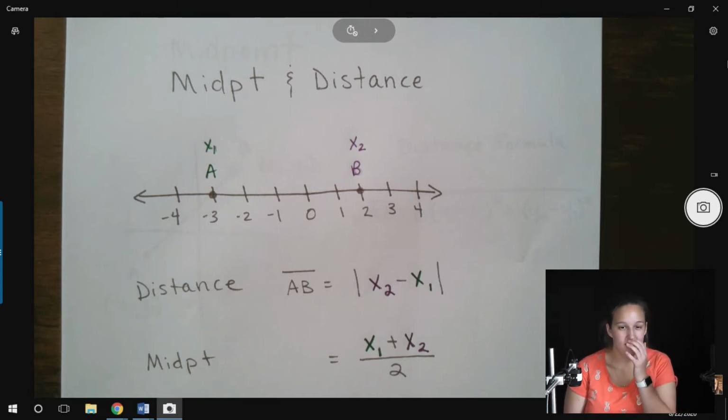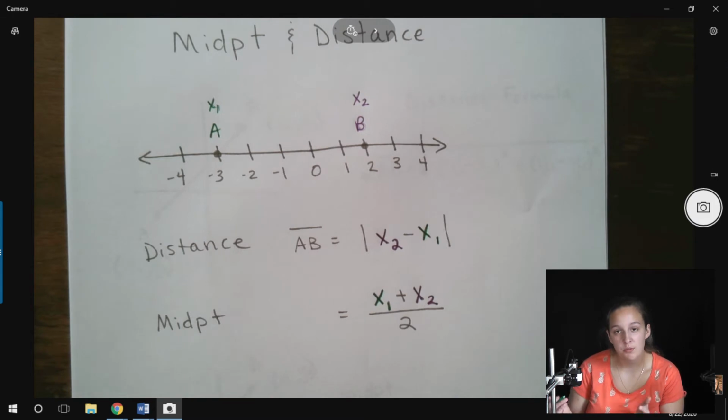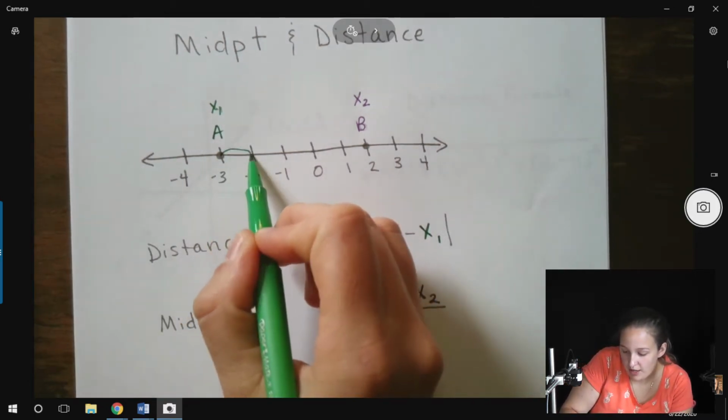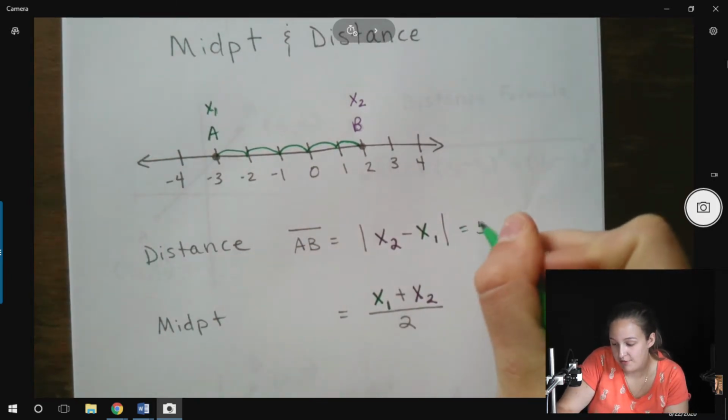Alright, so now we're going to talk about the midpoint and distance formulas. This should be a little bit of an algebra review. If you have a number line with 2 points on it and you want to know the distance between those 2 points, originally you would go, okay, well 1, 2, 3, 4, 5. Okay, well the distance is 5.